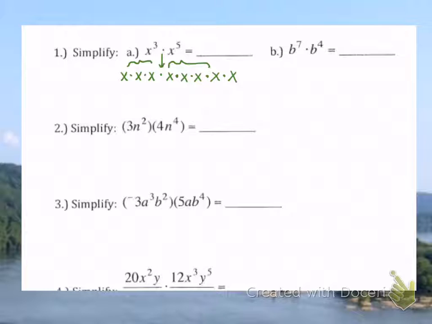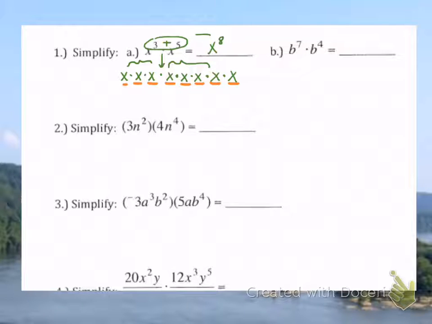And so you can see if we expand them both out as multiplication problems, and then if we would just look at that problem and shorten it up, we have 1, 2, 3, 4, 5, 6, 7, 8 factors of x, so x to the 8th. And so the shortcut for that is just to add the exponents when you have the same base, and you get that power of 8.